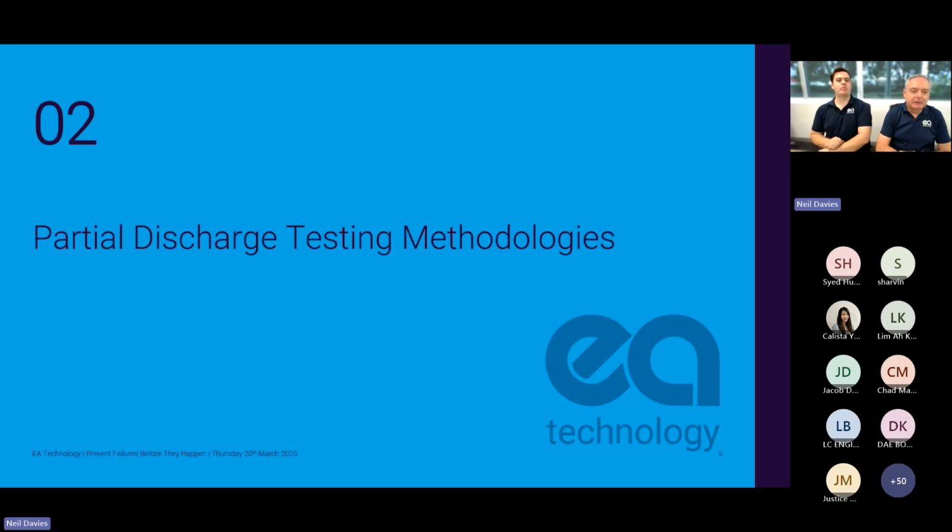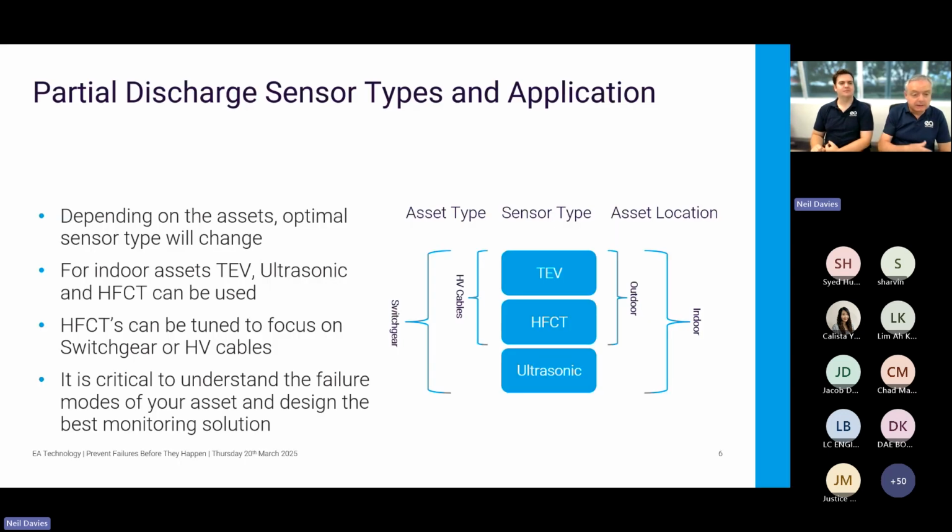Okay, let's just talk about partial discharge testing methodologies. And like I say, this is just a very quick overview. If you're interested in monitoring and want to know the basics, then go onto the YouTube channel. There's lots of webinars and content on there which talk about this in much more detail. But realistically, for the monitoring solution that we're going to be showing the results from today, there are 3 major techniques, or 3 major sensor technologies.